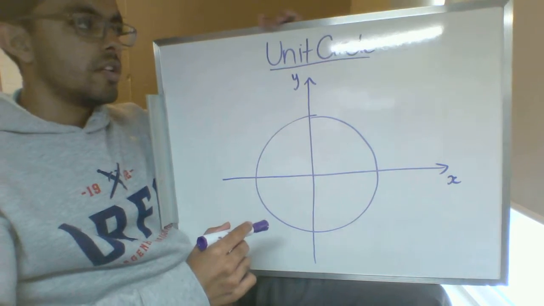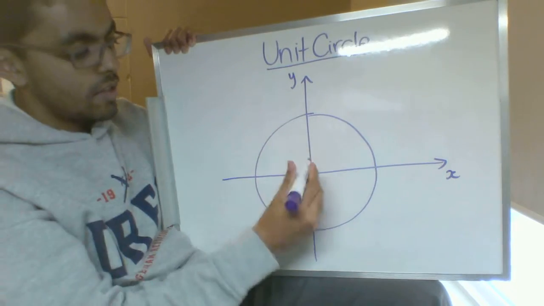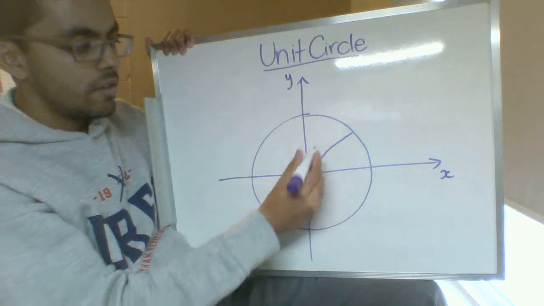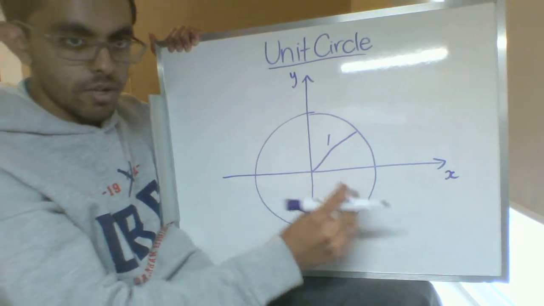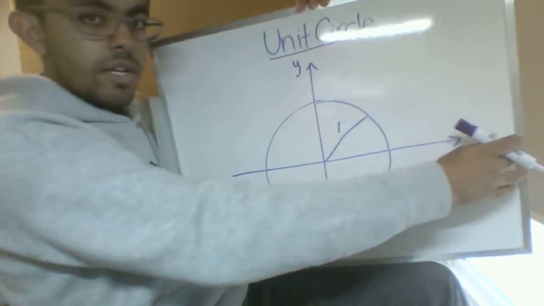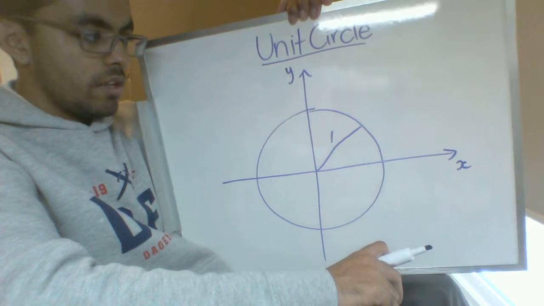So a unit circle is just a circle with a radius, this length right here from the center to the outside, of 1 unit. So whatever you're measuring in, it could be meters, centimeters, kilometers. I don't really care, as long as it's 1 unit.